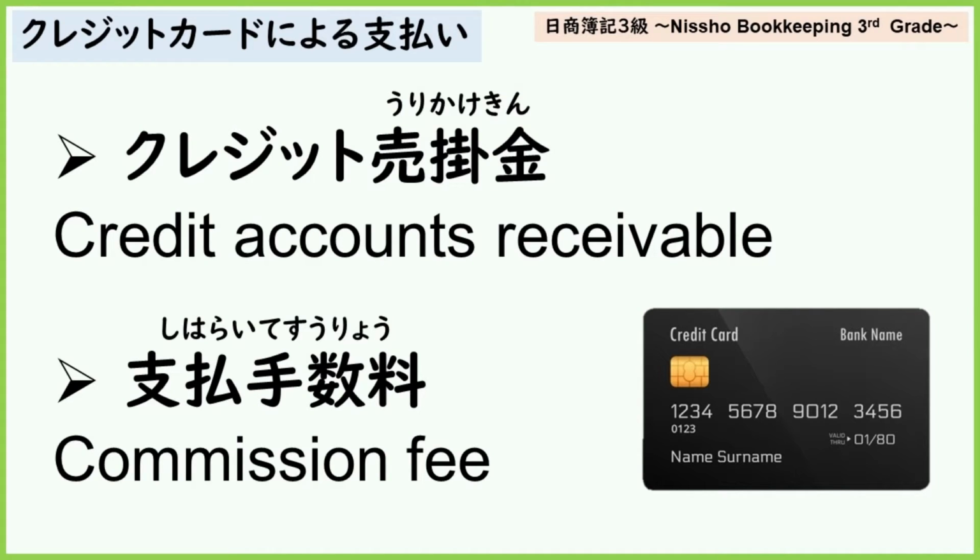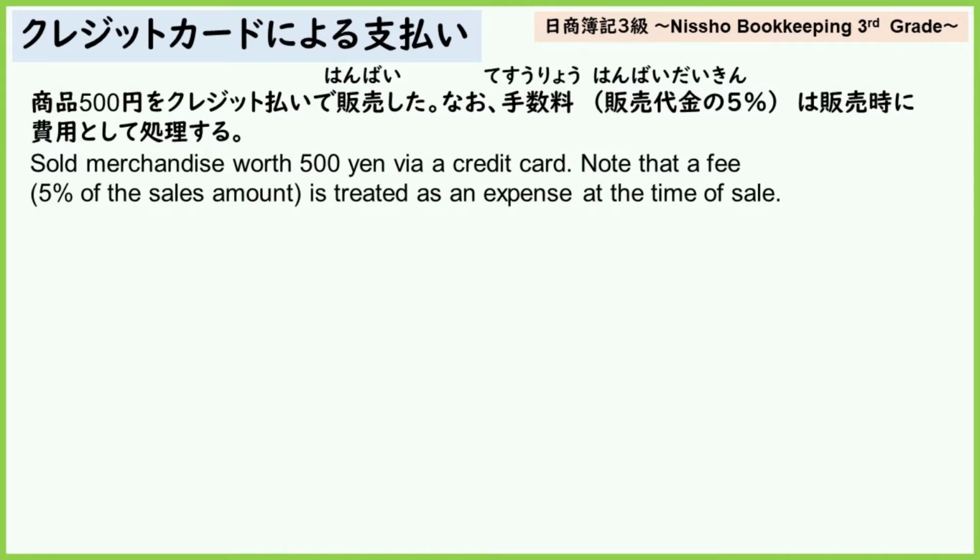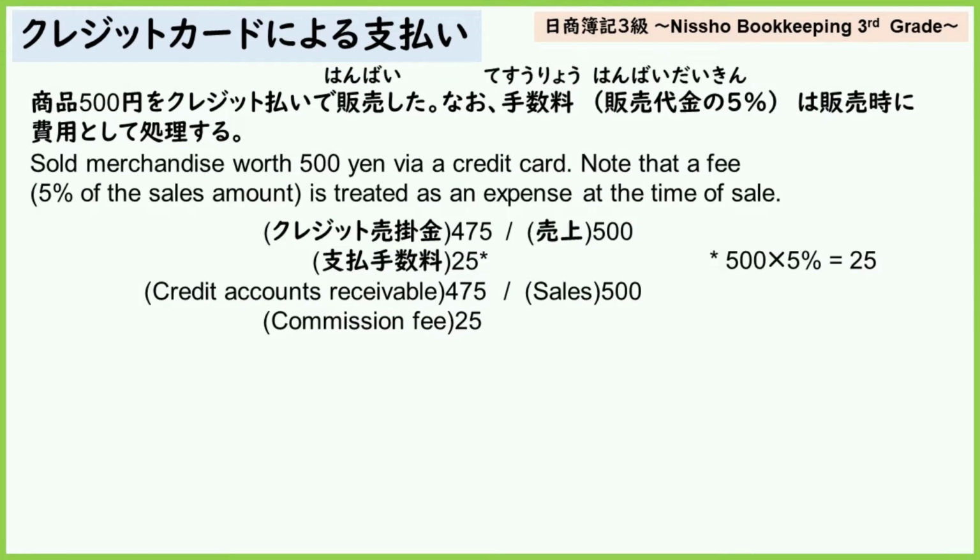Let's consider journal entries. Sold merchandise worth 500 yen via a credit card. Note that a fee, 5% of the sales amount, is treated as an expense at the time of sale. The journal entry is as follows. Debit, credit accounts receivable 475, commission fee 25. Credit, sales 500. 5% of 500 yen equals 25 yen. This payment fee cannot be collected through the credit accounts receivable. Therefore, 475 yen remains as credit accounts receivable.